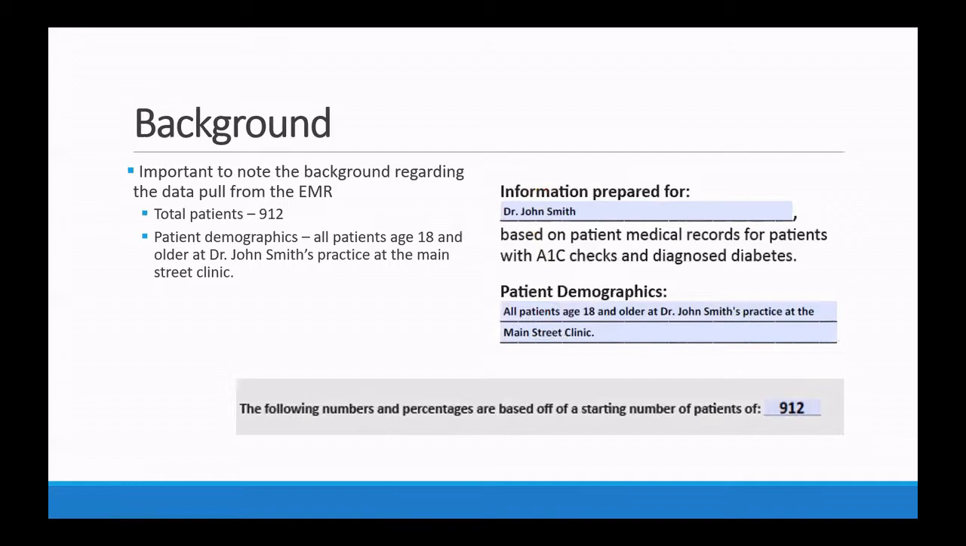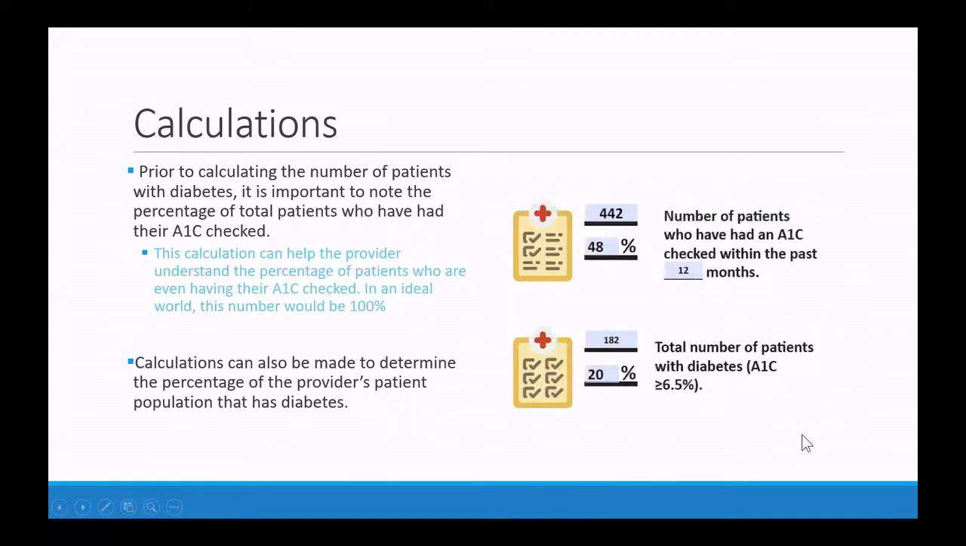So we have Dr. John Smith, and the patient demographics that we're using are all patients age 18 and older at Dr. John Smith's practice at the Main Street Clinic. So primarily looking only at adults here, age 18 and older, and only those that Dr. John Smith sees at the Main Street Clinic. So the total number and percentages that we're calculating are based off of a starting number of 912 patients. So Dr. John Smith sees 912 patients.